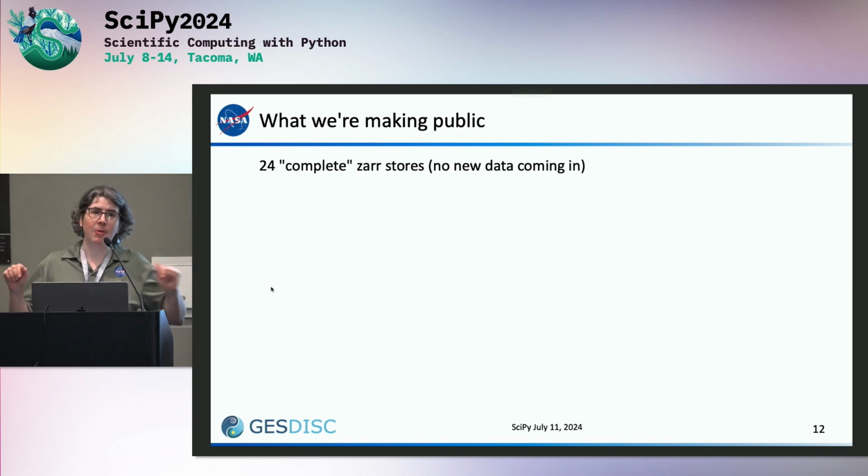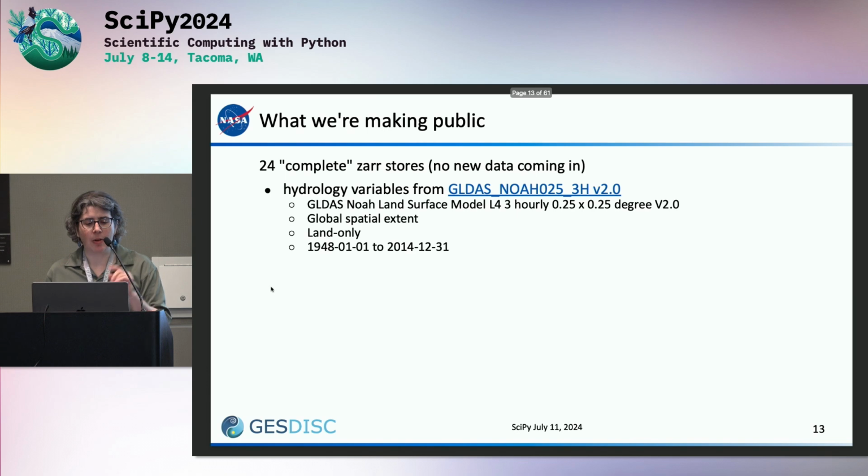And so as a result, what we're making public are 24 complete Zarr stores. So there's no new data coming in. You folks can access this data, and there shouldn't be any problems. All of these 24 variables are from a GeoDAS product. This is land surface model data. It is 3 hourly temporal resolution. It is quarter degree. It has a global spatial extent. It is land only, and it has a nice long temporal record from 1948 until 2014.